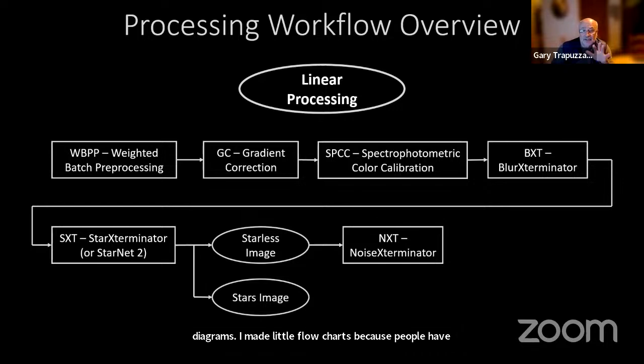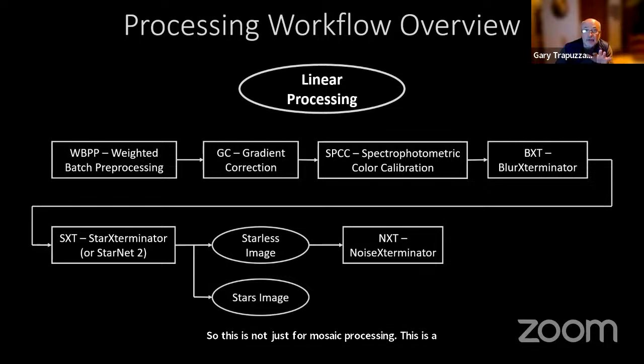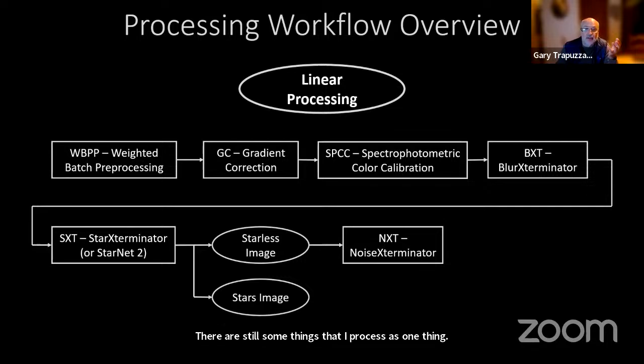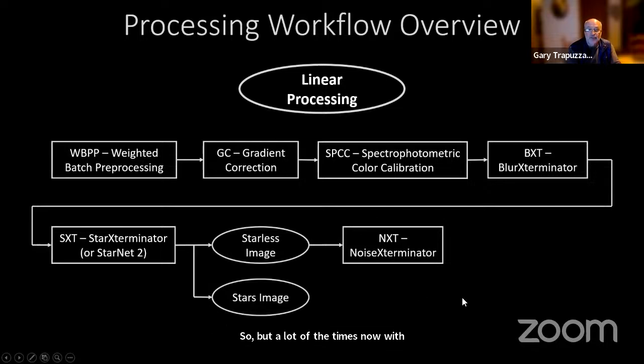This is not just for mosaic processing. This is a workflow that I use pretty often, not all the time, because I don't always separate a starless and stars image. There are still some things that I process as one thing, like the double cluster. It's like, what am I taking out of this if it's all stars anyway, for the most part. But a lot of the time now, with the quality of the star extraction stuff, I can eke more out of the background if I do starless and then stars images.